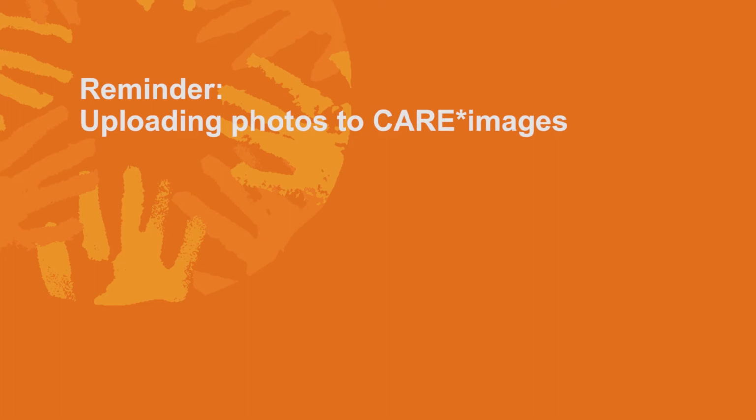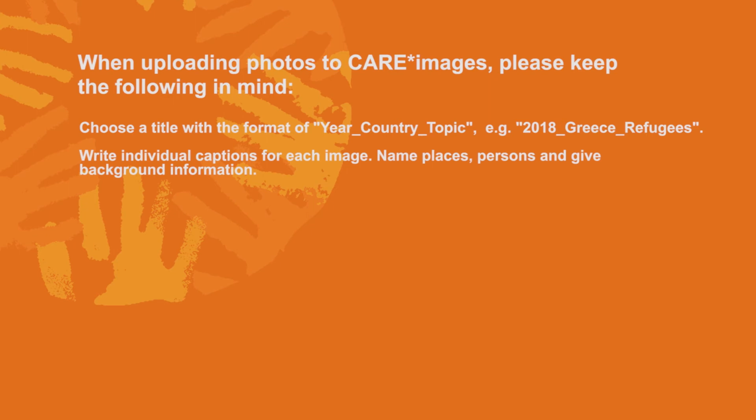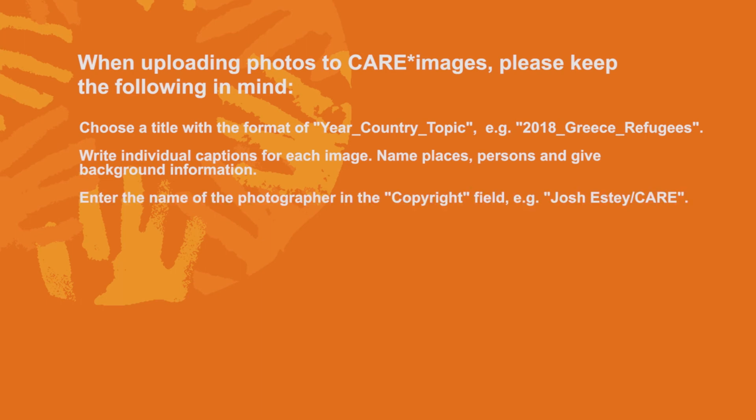And a reminder of how to upload photos to Care Images. If you have great photos, don't keep them to yourself. Share them with the global Care network so all of us can benefit. When uploading photos to Care Images, please keep the following in mind. Firstly, choose a title with the format of year, country, topic. Write individual captions for each image. Name places, persons, and give background information. Remember to enter the name of the photographer in the copyright field.